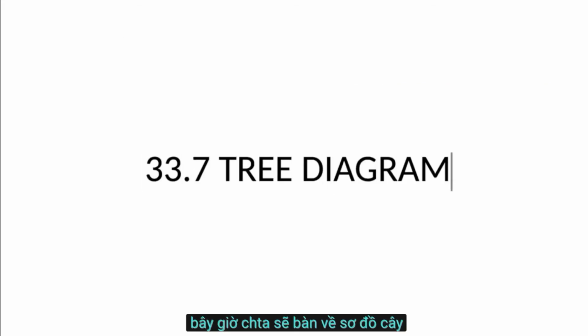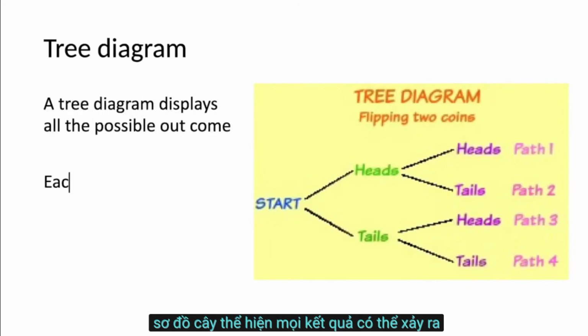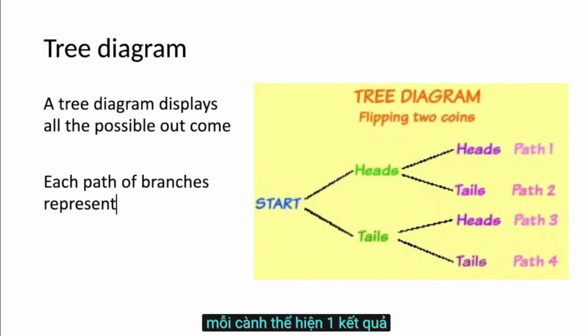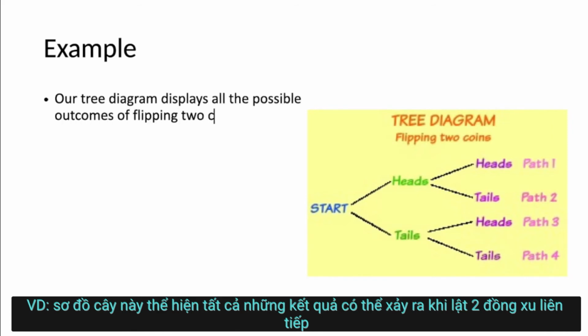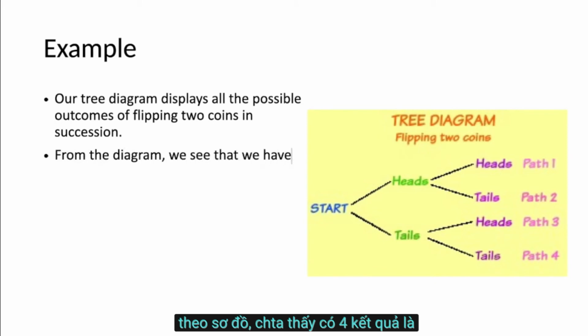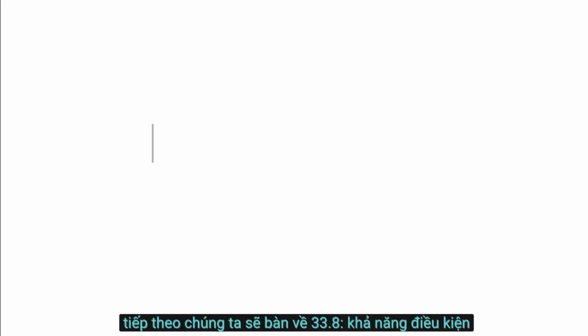Now we have tree diagrams. A tree diagram displays all the possible outcomes. Each path of branches represents one of these outcomes. For example, this tree diagram displays all the possible outcomes of flipping two coins in succession. From the diagram, we can see that we have 4 possible outcomes: heads and heads, heads and tails, tails and heads, and tails and tails.